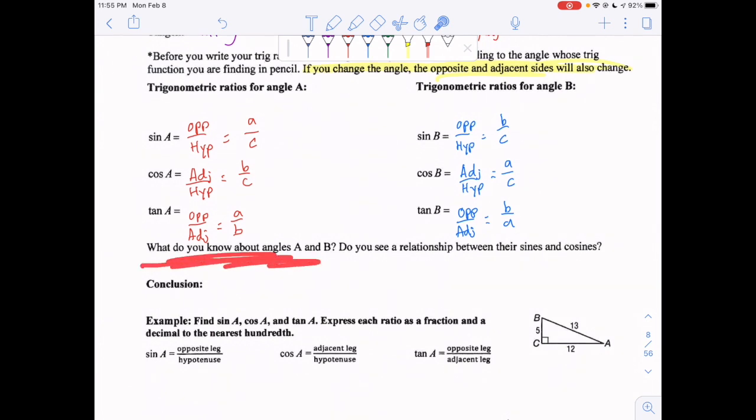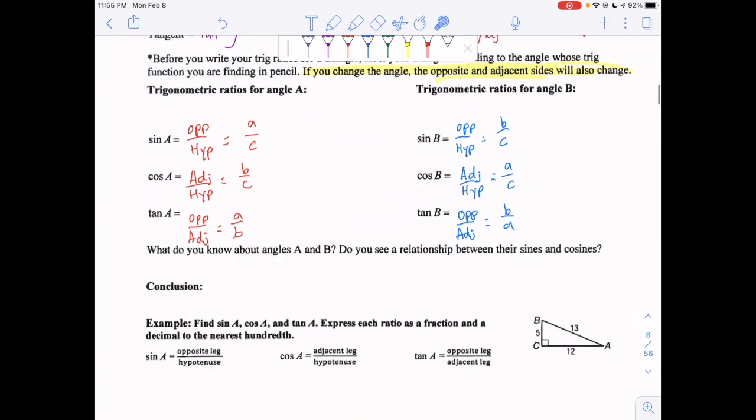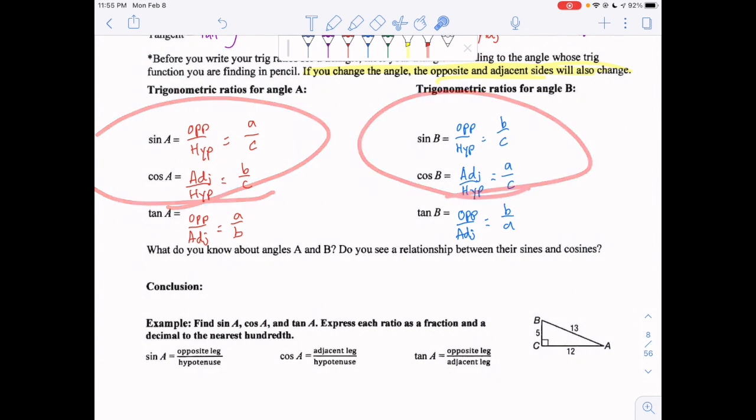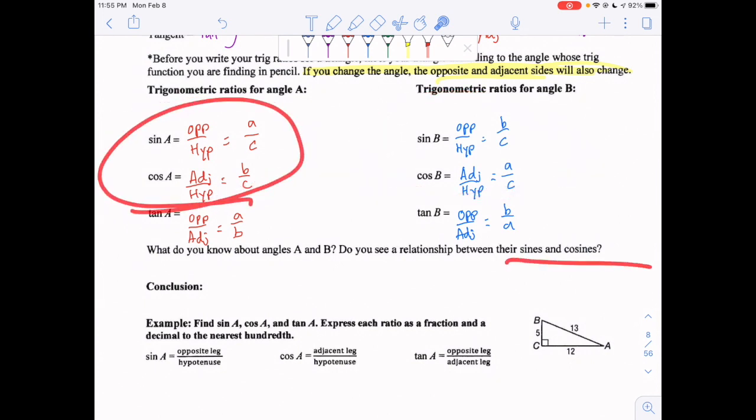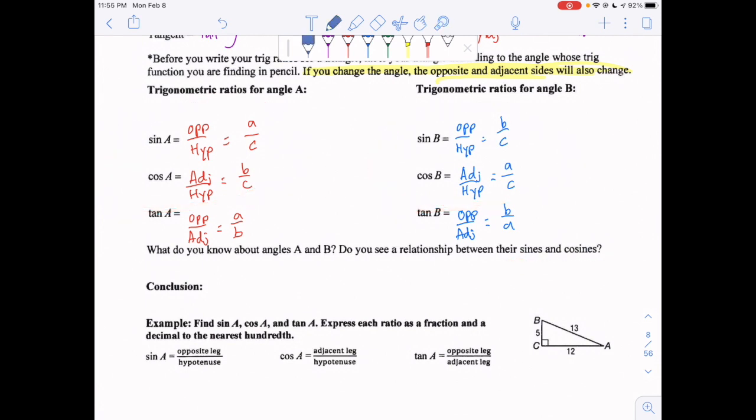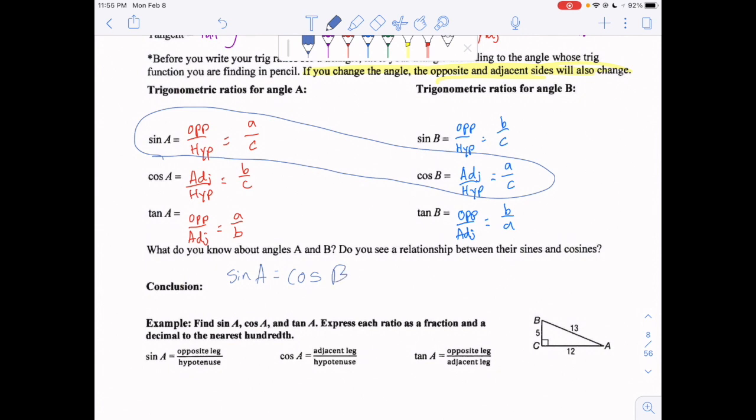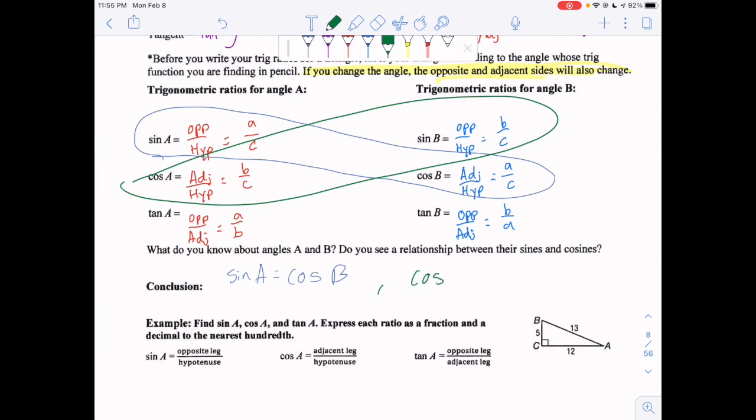What do you know about the angles A and B? Here's a little question. Look at these 2 and look at these 2. Do you see a relationship with the sine and cosine? So I'm going to show you here. Check this out. Boom. Look at those 2. It turns out that sine of A is going to equal cosine of B. And then looking over here, cosine A is equal to sine B.